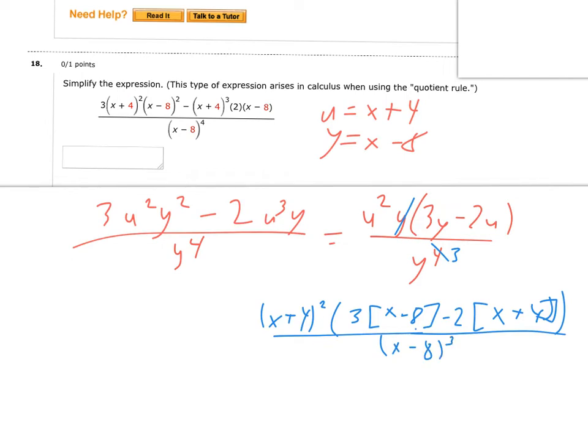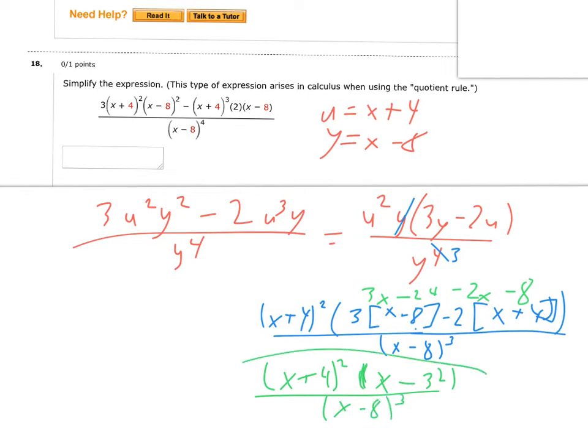Okay, so now we're going to go ahead and distribute up here. So we get 3x minus 24, and I'll distribute that as well. So we get a negative 2x minus 8. So we'll just combine like terms in the parentheses now, and we will get, let's see, 3x and 2x can subtract, and then minus 32. All right, and then I'll have this one as x plus 4 squared, and then the bottom as x minus 8 to the third. I think that's fine to just leave it like that.